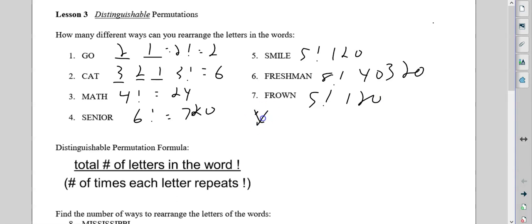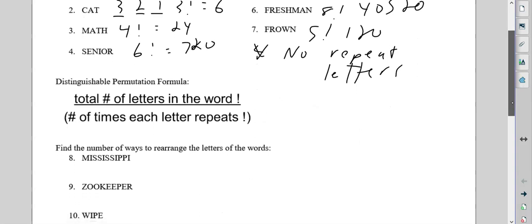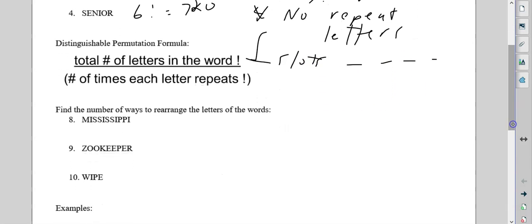But notice there are no repeat letters. Okay? So we need to be able to account for that. So total number of letters in the word, that's the slots we've been drawing, okay? So when we go 1, 2, 3, 4, and so forth, 4 slots, divided by the number of times each letter repeats. So let's look at this, Mississippi, okay?